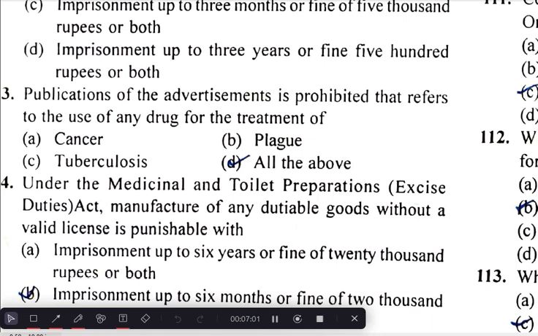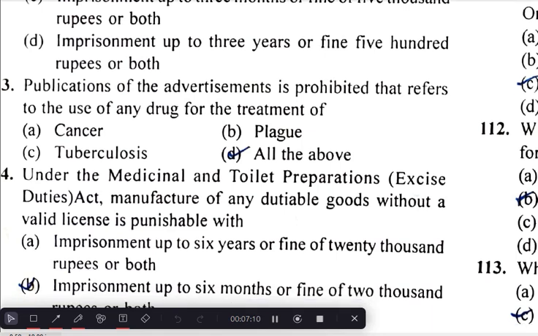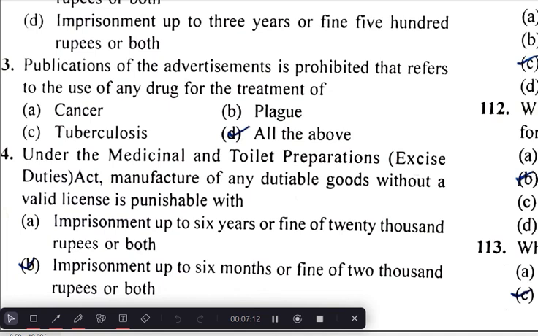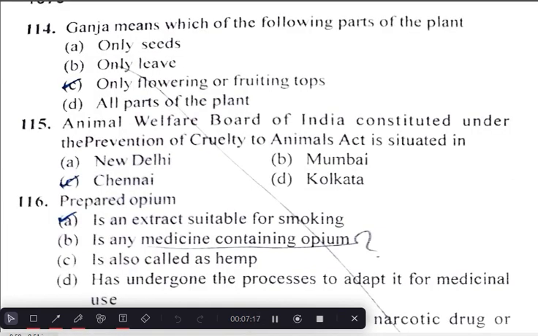Under the Medicinal and Toilet Preparations Excise Duties Act, manufacture of any dutiable goods without a valid license is punishable with imprisonment up to 6 months or fine of 2000 rupees or both. Ganja means which of the following parts of the plant? That is only the flowering or fruiting tops of the plant. The Animal Welfare Board of India constituted under the Prevention of Cruelty to Animals Act is situated in Chennai. Prepared opium is an extract suitable for smoking.